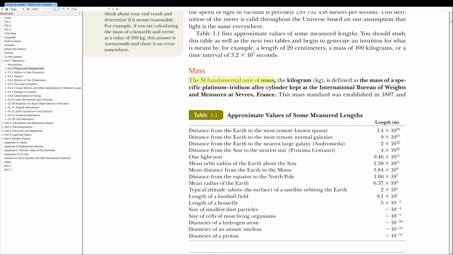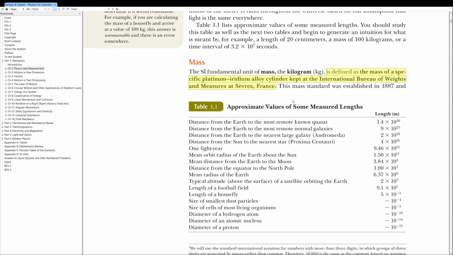The fundamental unit of mass is the kilogram, not the gram. It is defined as the mass of a specific platinum iridium alloy cylinder kept at the International Bureau of Weights and Measures in Sevres, France. I think within the last few years, the physics guy on YouTube covered this. It has been redefined as the mass of a certain sphere of a certain radius of a certain material.